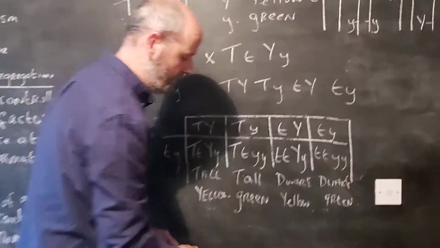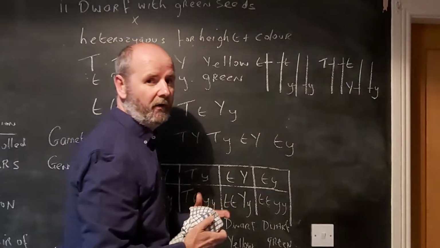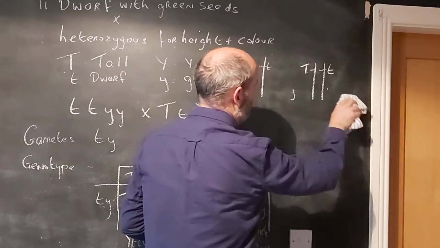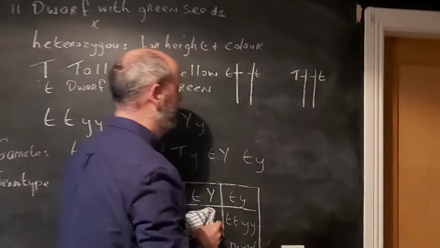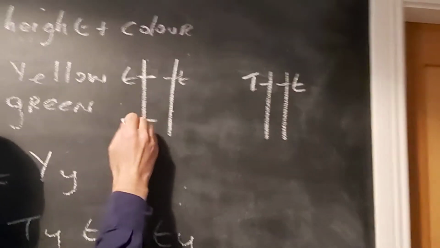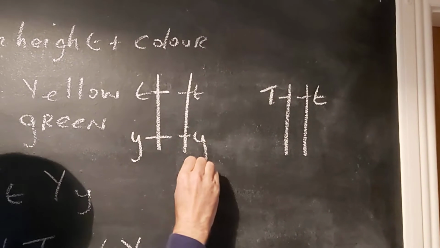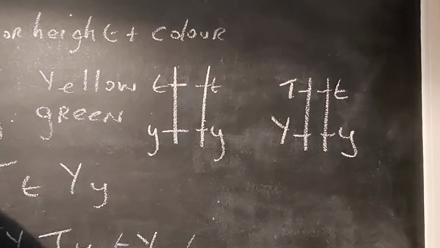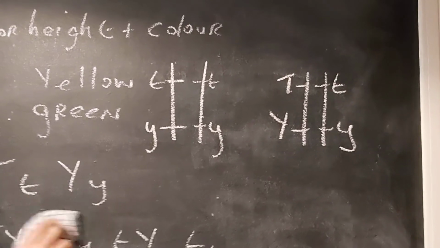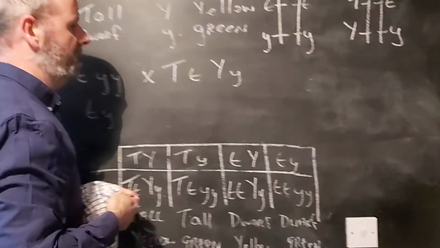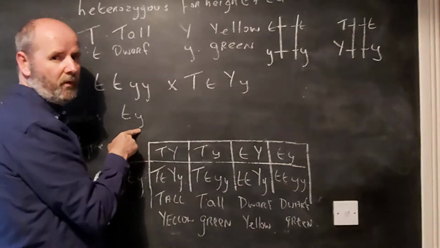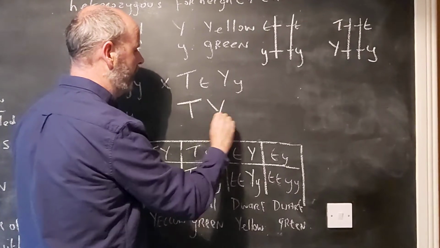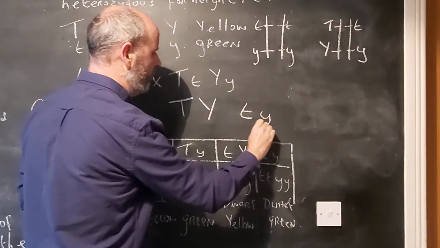Now the next part of that question was, what happens if they are linked? If those genes are linked, they are found on the same chromosome. So what happens here is, if they are linked, I have small t, small y here, but this time all that I have is big T and big Y, small t and small y.